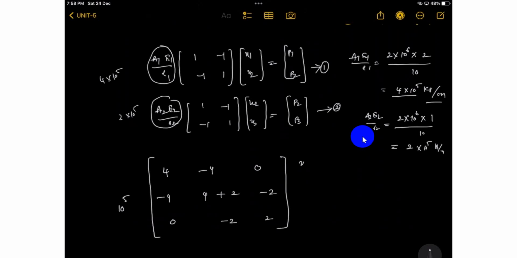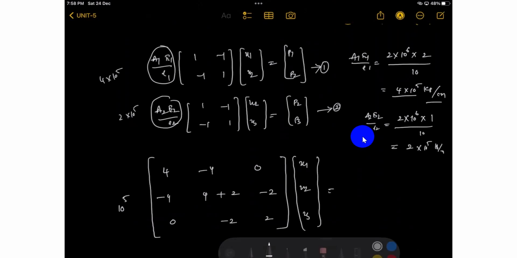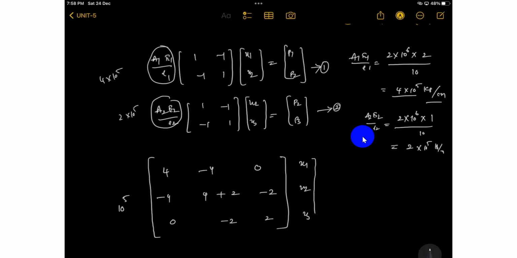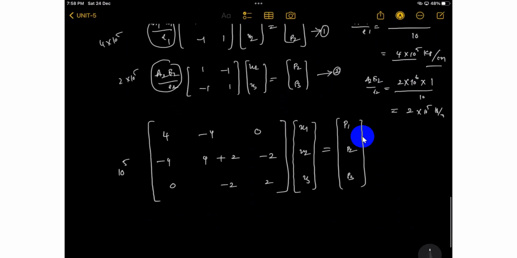The matrix with 0 0, times u1 u2 u3, is equal to p1 p2 p3. That's it. K u equal to p. Local and global, this is like an algorithm. No need to do extra equations. It's like a flow algorithm: one step, local elemental matrix, then global elemental equations, apply the boundary conditions, and get the results.